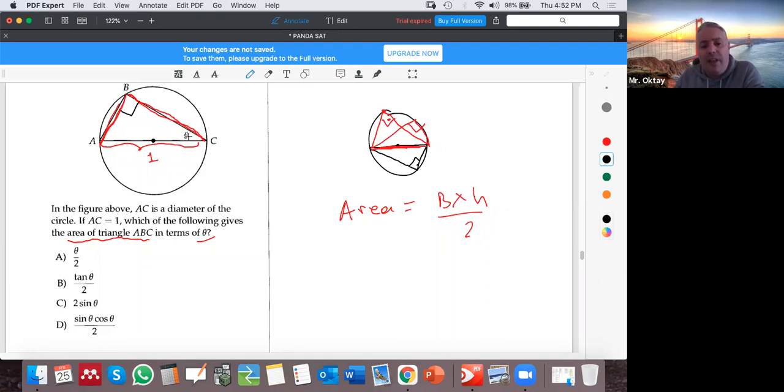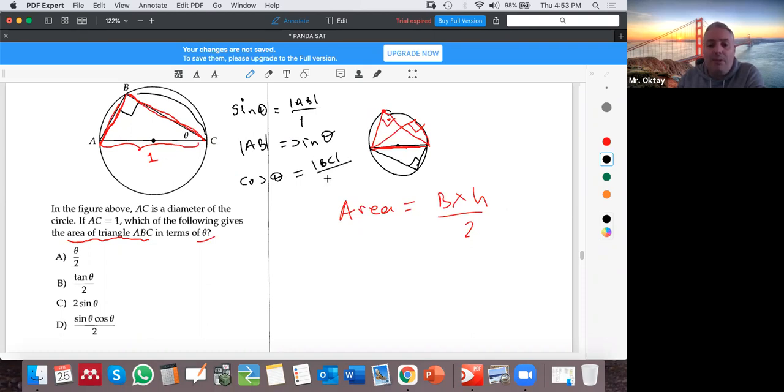When I look here, what is sine of theta? It is the opposite of theta, which is length AB, divided by the hypotenuse. The hypotenuse is 1. So it's clear that the length of AB is sine of theta. Excellent. This is finished. Now, the cosine of theta is the adjacent, which is BC, divided by the hypotenuse, which is 1. So BC is cosine of theta.